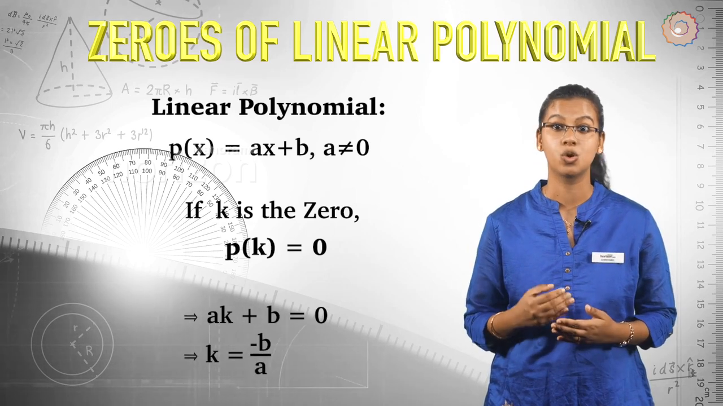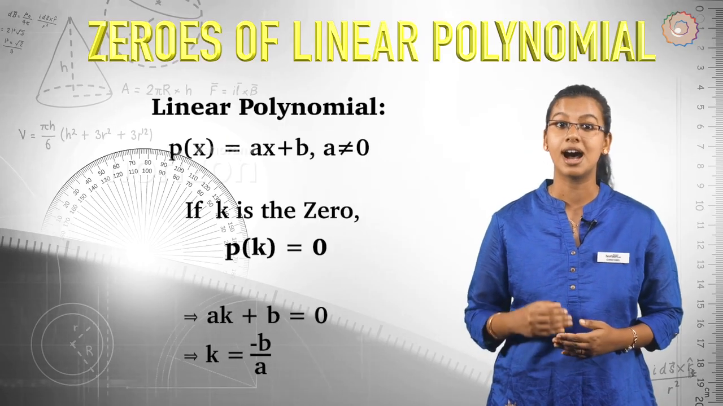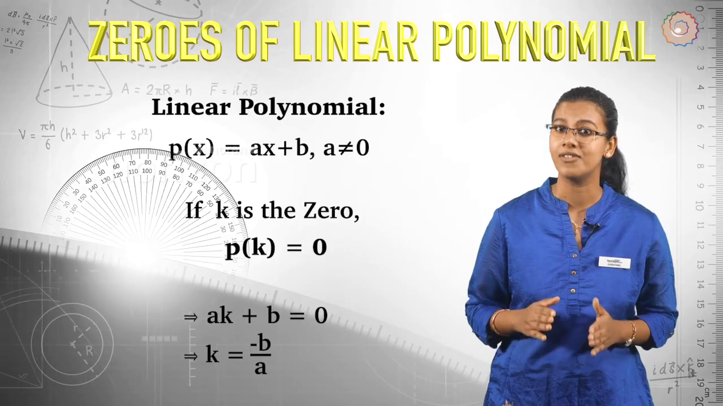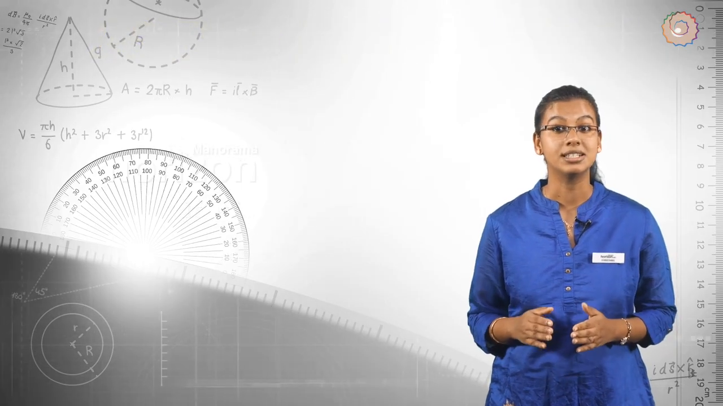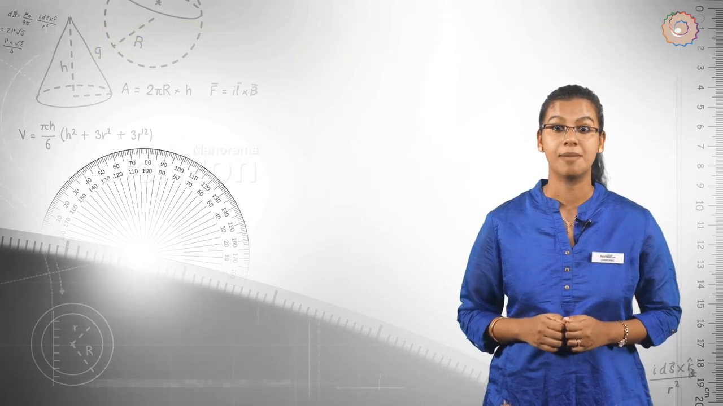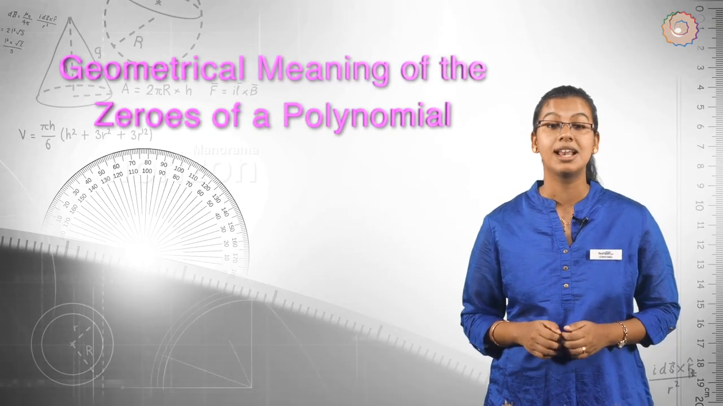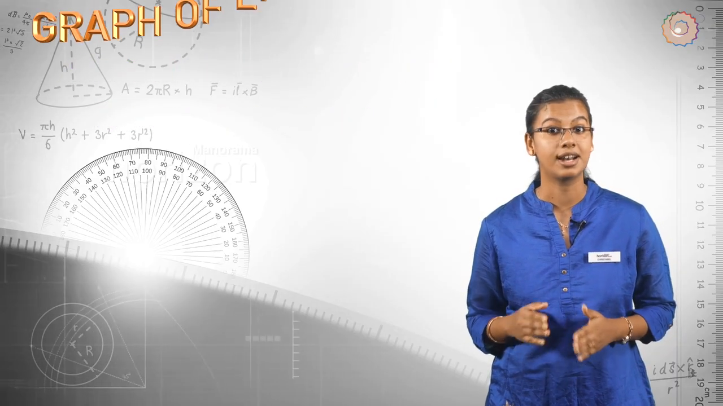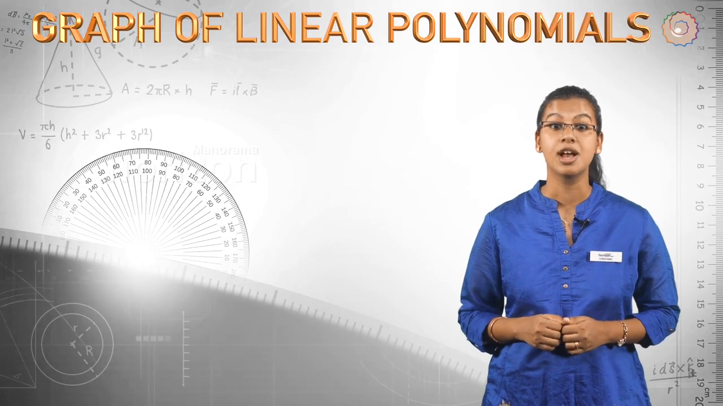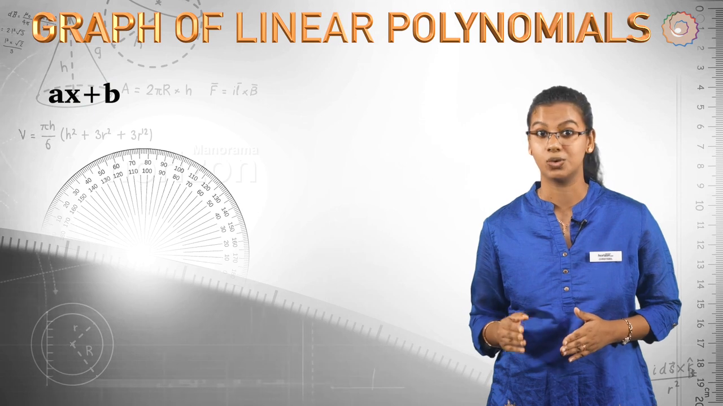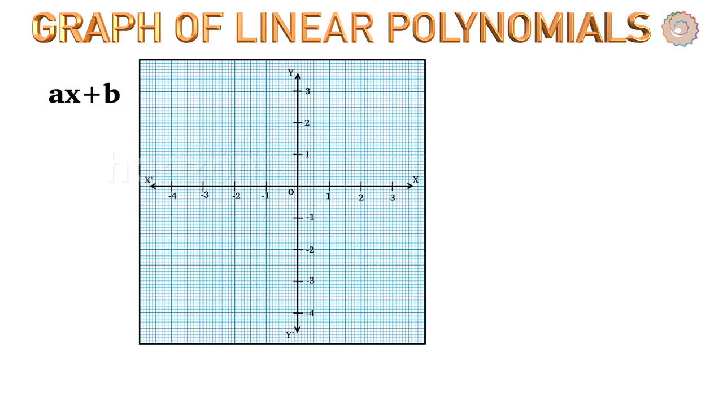Be it linear, quadratic, cubic or even higher degrees of polynomials in one variable, the zeros are very important. To understand its importance, we need to know about the geometrical meaning of the zeros of a polynomial. Let's first discuss the graph of linear polynomials. For a linear polynomial ax + b, a not equal to 0, to plot in the xy plane, we need to give y = ax + b.